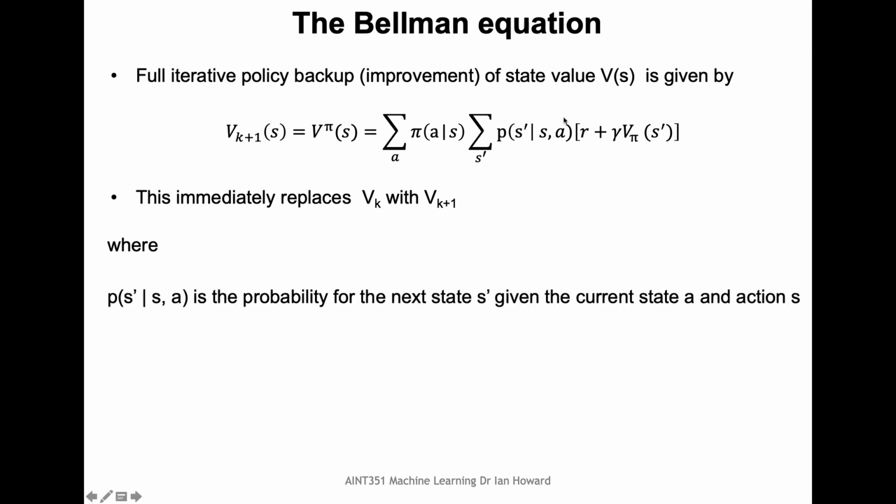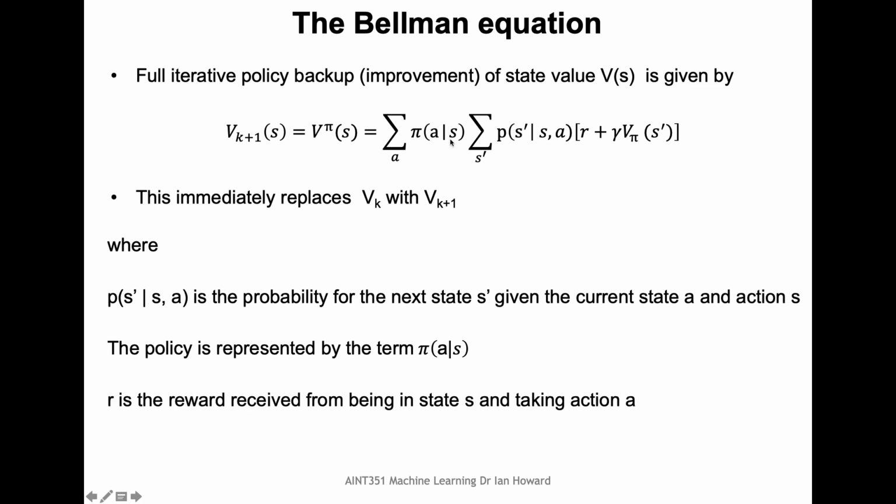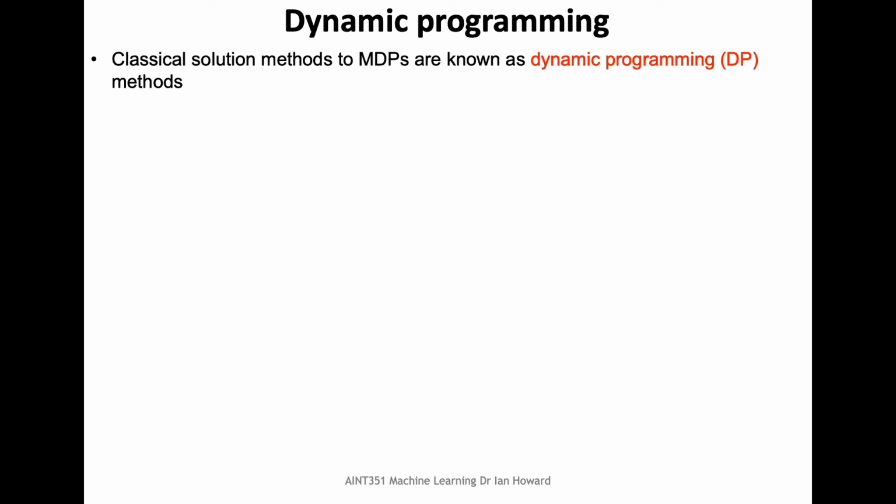Again, P of S prime given S and A is the probability of the next state S prime given the current state S and the current action A. Policy, of course, is represented by the probability of the action given the state, and R is the immediate reward that we get from taking an action, and gamma is the discount factor, so how much we're going to discount future reward.